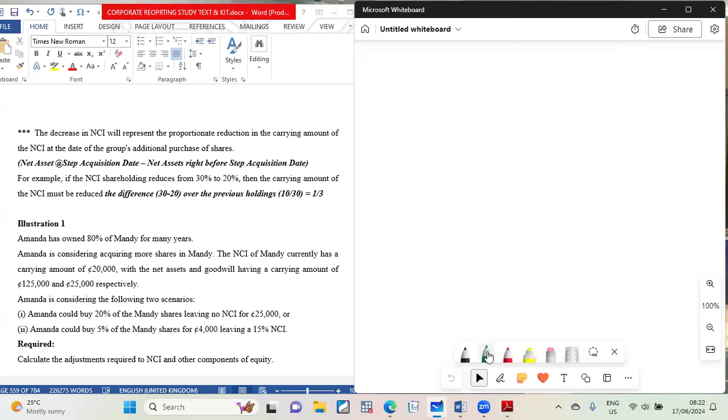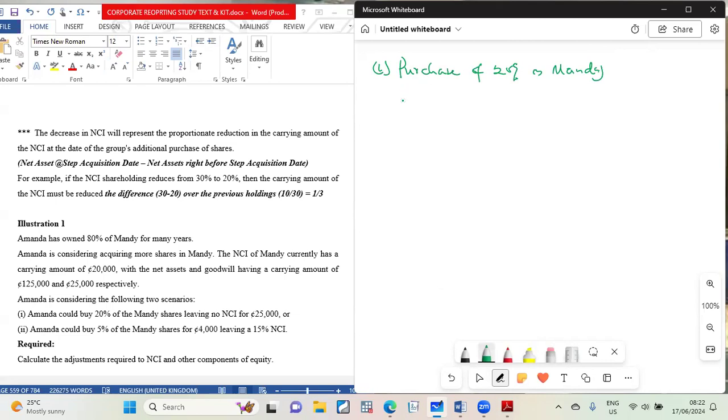So what we have in this scenario 1 is that Amanda is purchasing. So we do purchase of the 20% in Mandy. Now, what we are going to do, we said that there's no goodwill to be done. This one is a transaction between equity holders.